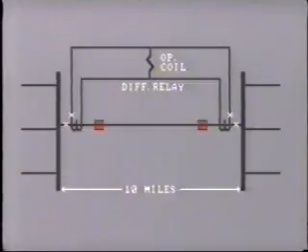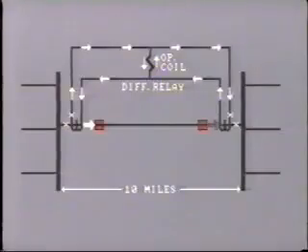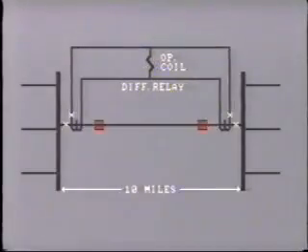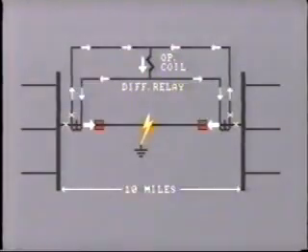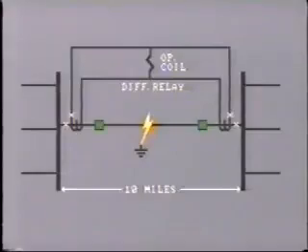Employing the well-known differential principle, this would compare the current entering the line with the current leaving. For normal operation or even a through fault, these currents would balance and no current would flow through the relay operating coil. However, in the event of any internal fault, this balance would be upset and current would flow through the relay operating coil and trip the breakers at each end of the line. In practice, this is not how it's done.